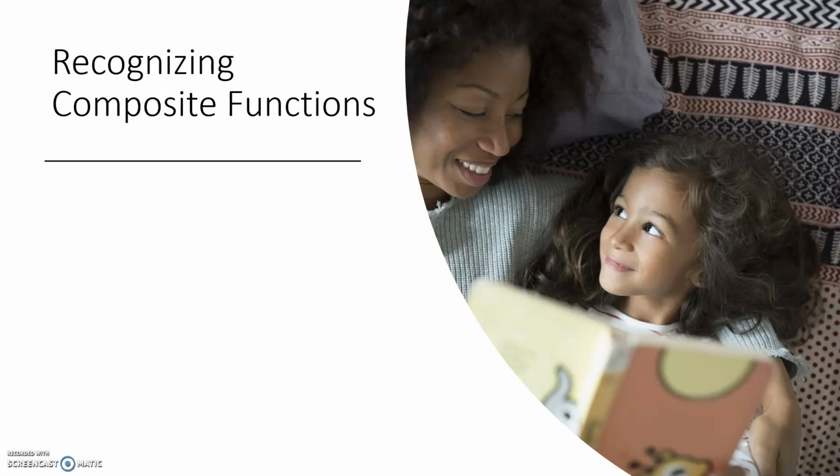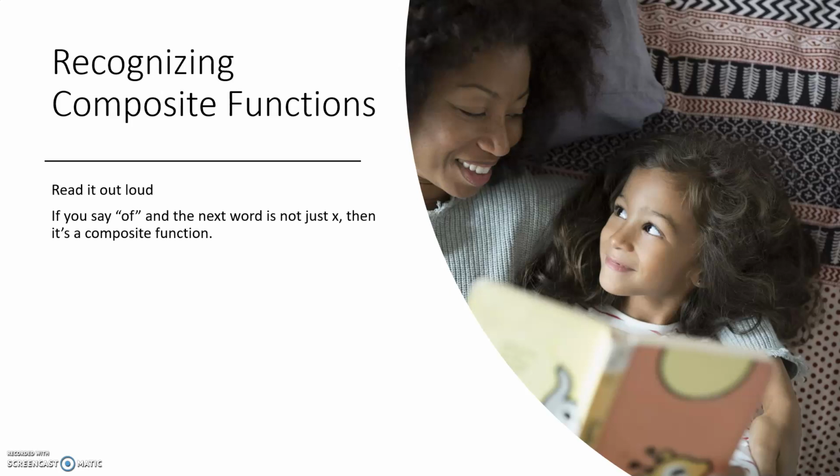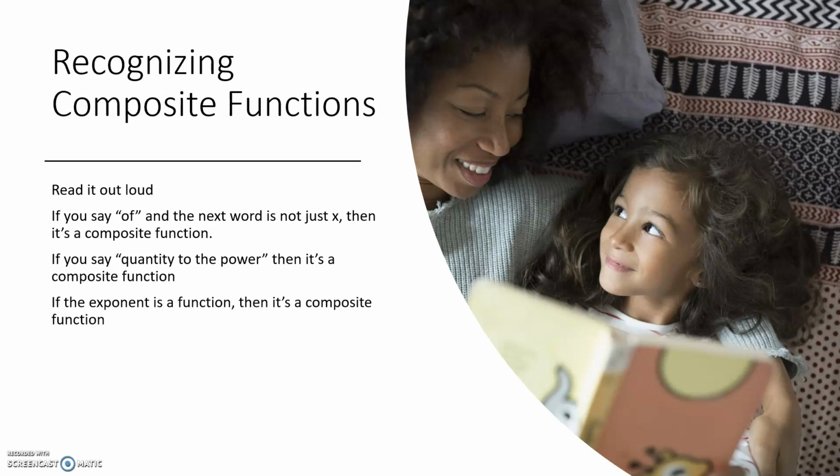you see them. And my advice is just like my advice to parents of young children, read it out loud. And when you read it out loud, if you hear yourself saying the word "of," and the next word is not just an x, then it's a composite function. If you hear yourself saying quantity raised to a power, then it's a composite function. And if you have an exponent that is a function and not just a plain old x, then it's a composite function. Here's some examples.